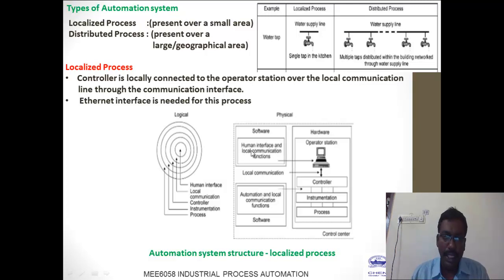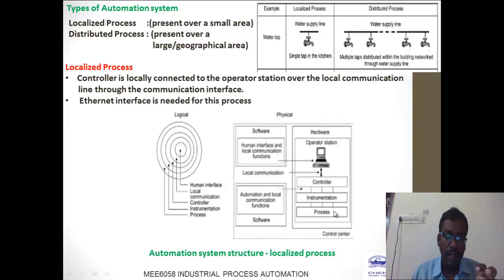Here, an Ethernet interface is needed for this process. The local area network is okay for this process. For example, if we take a lab, I want to monitor what the students are doing in the lab, and whether the professor is teaching the class in the lab or not. And I also want to monitor whether the system is working or not. So there are three subprocesses in a single process, and I want to monitor all three.